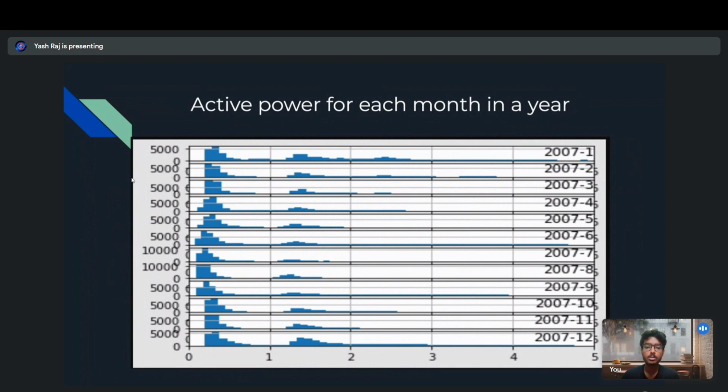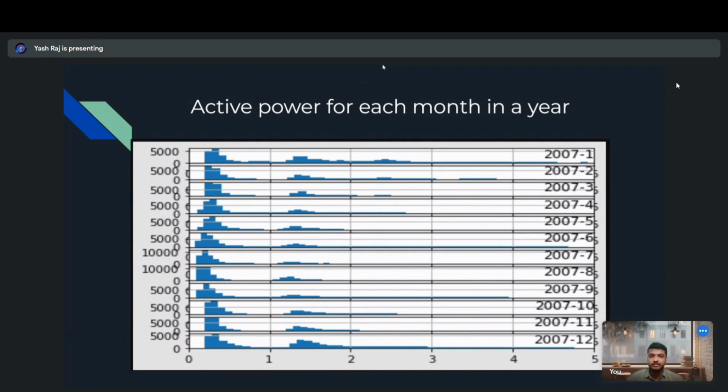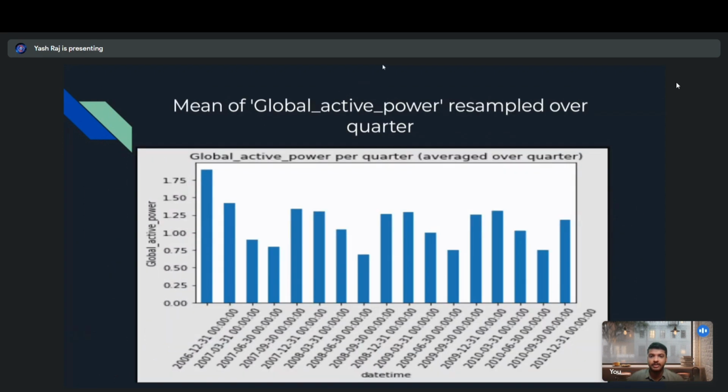Now, from here on, I would like to invite Anand to explain the presentation further. Thanks, Samir. Let's have a look at this bar graph. The bar graph represents the mean of global active power resampled over quarters. As evident from the graph, global active power consumption decreases during the summer months and shows a decreasing trend across years. The consumption was minimal during the months of August and September.